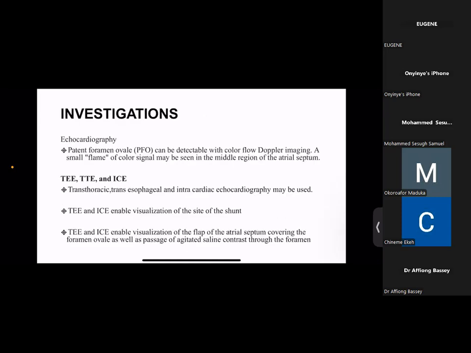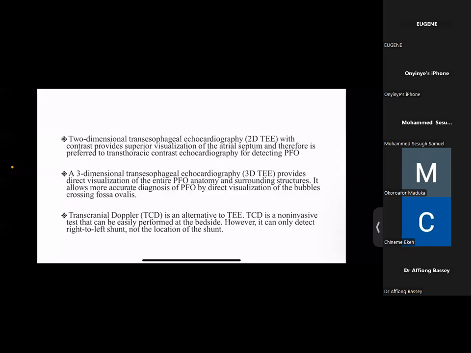Investigations to do include echocardiography. Patent foramen ovale can be detected with color flow Doppler. A transthoracic, a transesophageal, and intracardiac echo can be used. But it's important to know that transesophageal echo and ICE enable better visualization of PFOs than transthoracic echo. A three-dimensional echo provides direct visualization of PFO anatomy and surrounding structures.